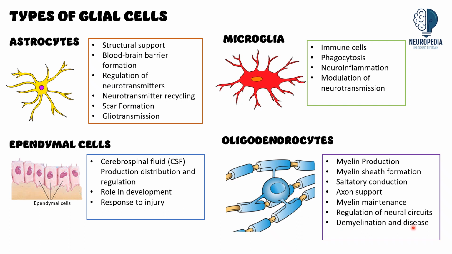Demyelination and disease. So demyelination occurs when this myelin sheath is damaged or destroyed. This can lead to a disruption in the signal transmission and is a hallmark of diseases like multiple sclerosis, where the immune system attacks oligodendrocytes and the myelin sheath.